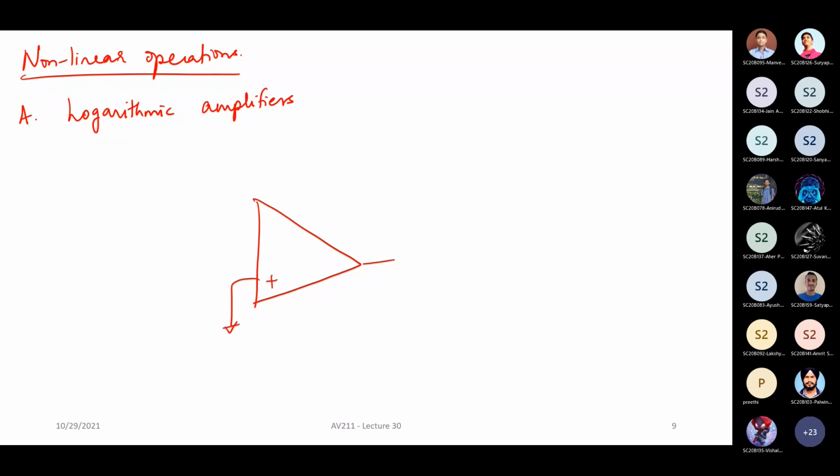So we'll go for our usual thing. Let us say this is our input, and this is R1. Now, because of negative feedback, this will come to virtual ground, and therefore this converts the voltage to a current. Now, what are we interested in? We want to have the logarithm of the signal. So what we will do is we'll just put a diode here, and we will connect it like this.